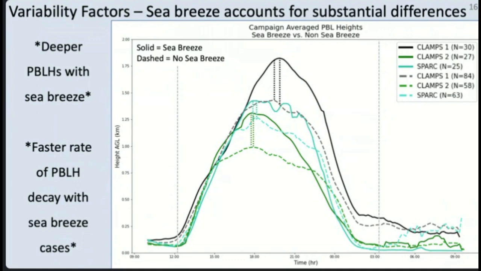So the algorithm gets one estimate of the PBL height. If you had two features, like an upper level PBL height, and a sea breeze comes, will your algorithm get one or the other? Does that work?